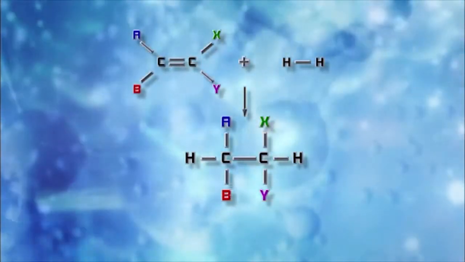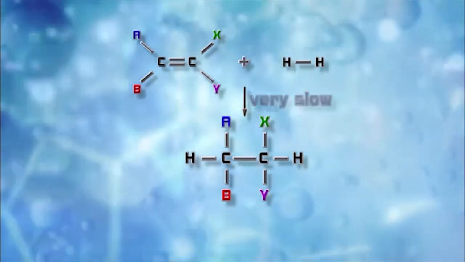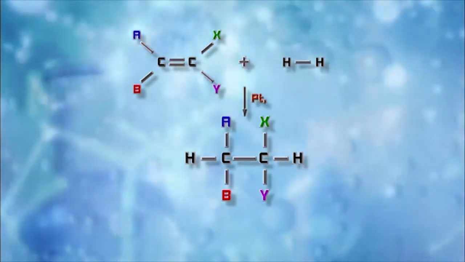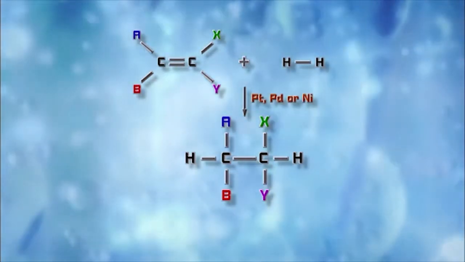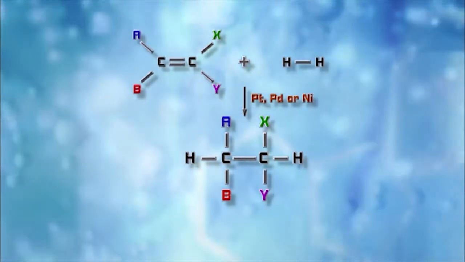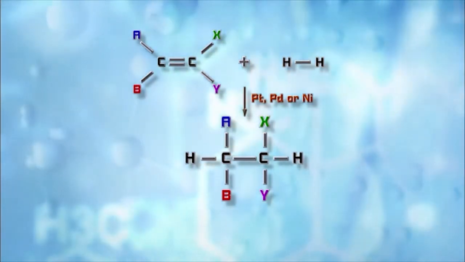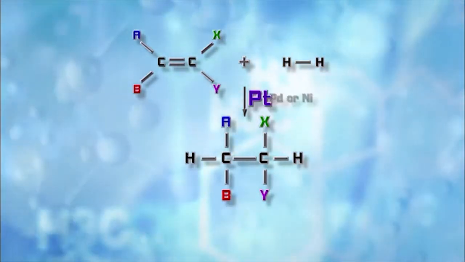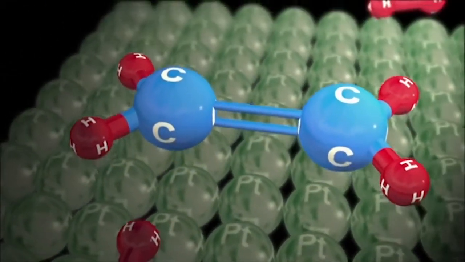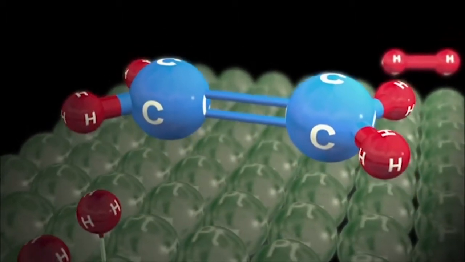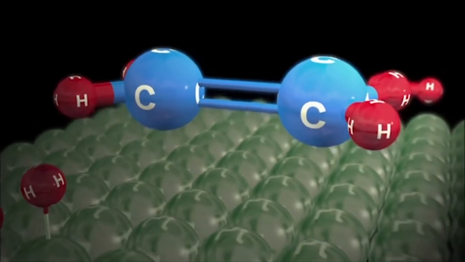The uncatalyzed addition of hydrogen to alkene is very slow. In the presence of a catalyst such as platinum, palladium, or nickel, the rate of hydrogenation increases dramatically, even at room temperature. The most commonly used catalyst in the hydrogenation of alkene is platinum. Look here, an ethene molecule is very close to the surface of the metal catalyst. Some hydrogen molecules are also approaching the catalyst.